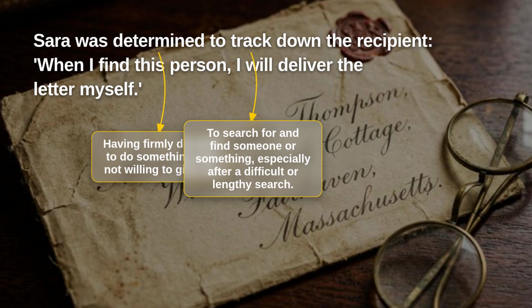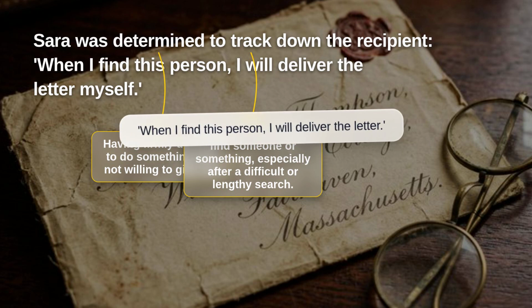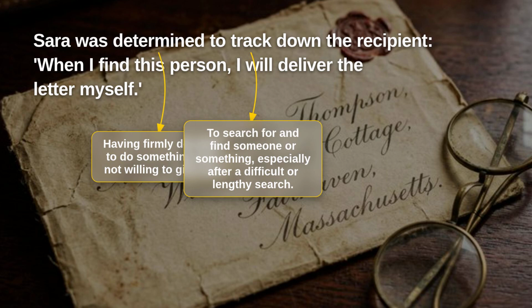Now here is something very interesting for grammar. Look at Sarah's words. When I find this person, I will deliver the letter. This looks very similar to the first conditional, but instead of if, Sarah uses when. What is the difference? If means something is possible but uncertain. When means you expect it to happen. It is just a matter of time.